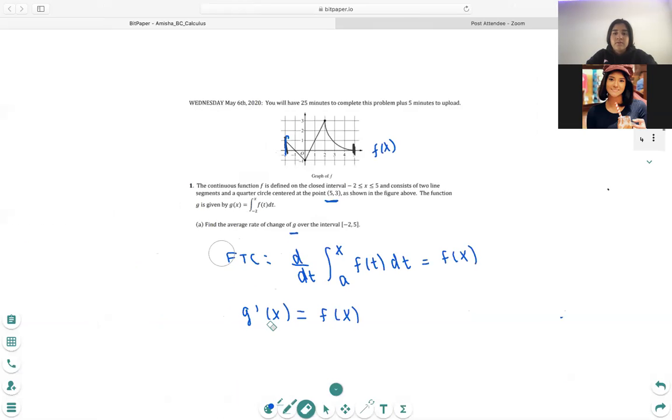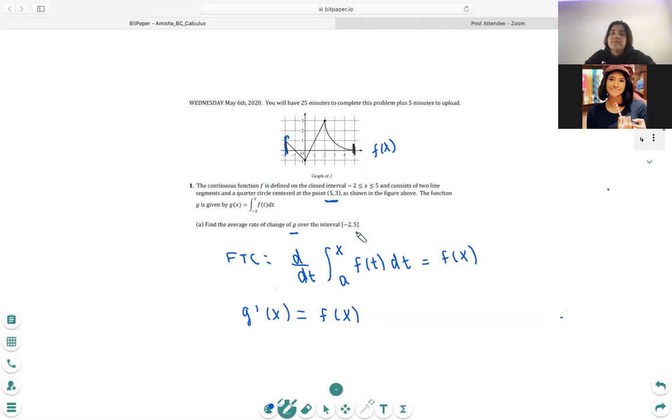And so here we're talking about FTC, right? So let's read the question. The continuous function f is defined on the closed interval, x is greater than or equal to -2, less than or equal to 5, and consists of two line segments, right? We see 1, 2, and a quarter circle here, centered at the point 5, 3, as shown in the figure above. The function g is given by g of x is equal to the integral of f of t from -2 to x. So part A says find the average rate of change of g over the interval -2 to 5, right?